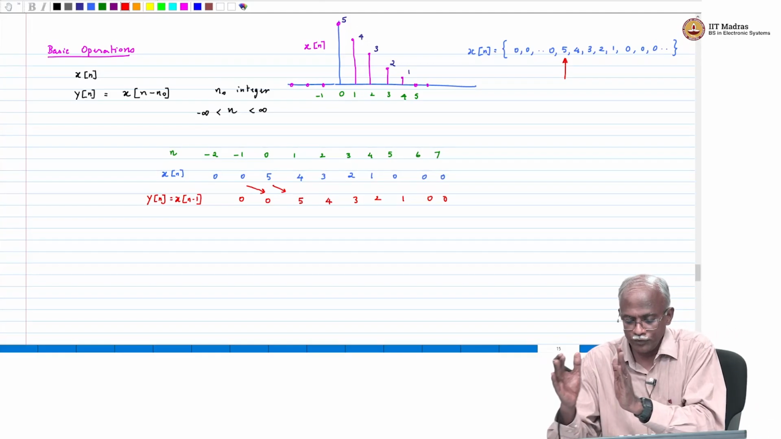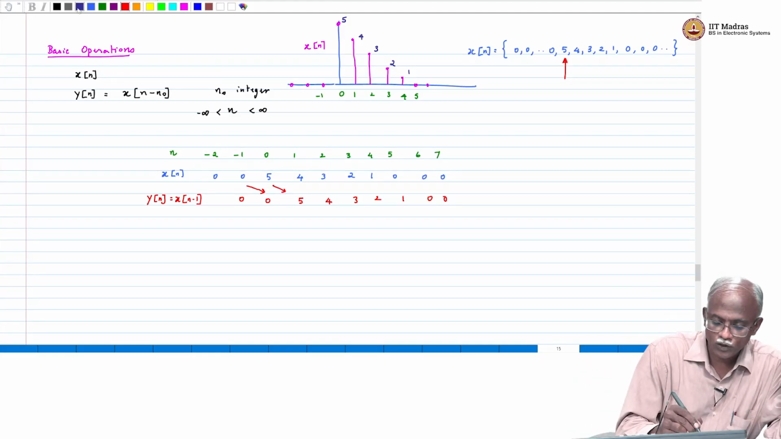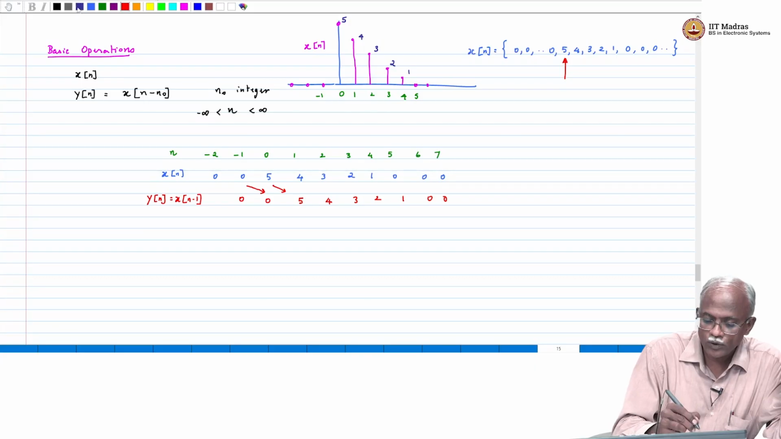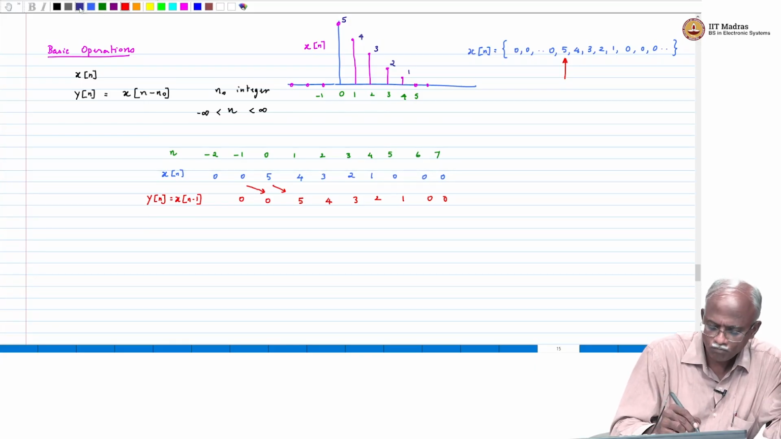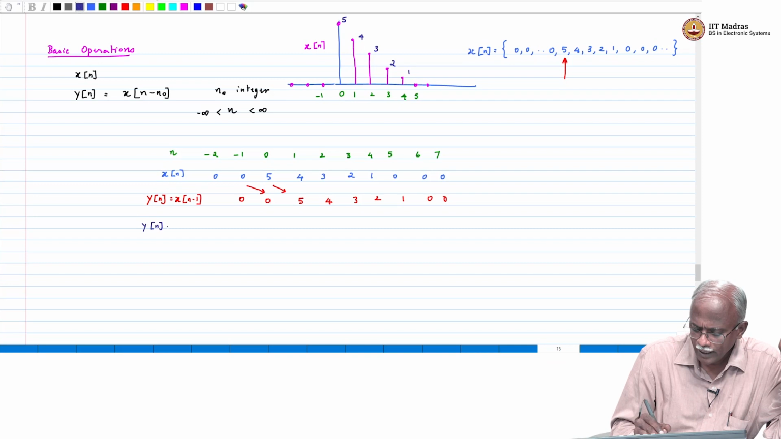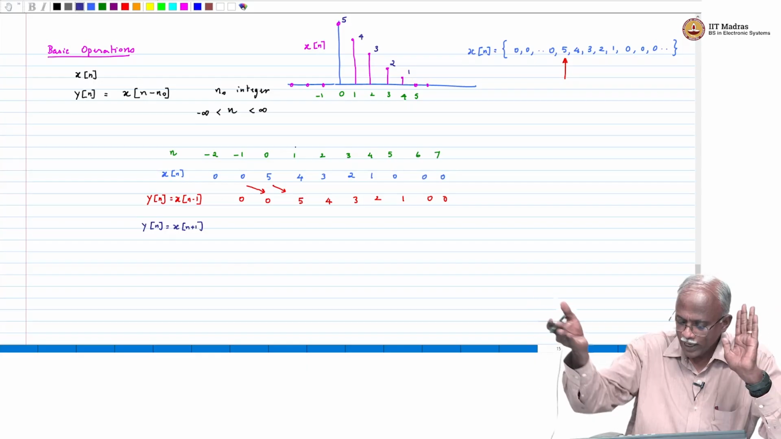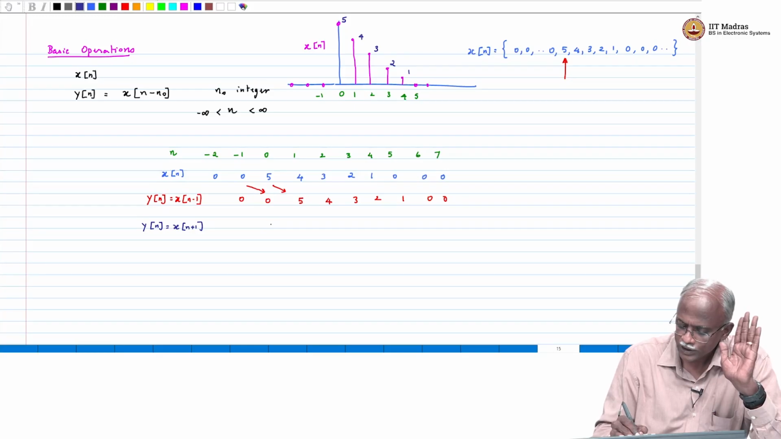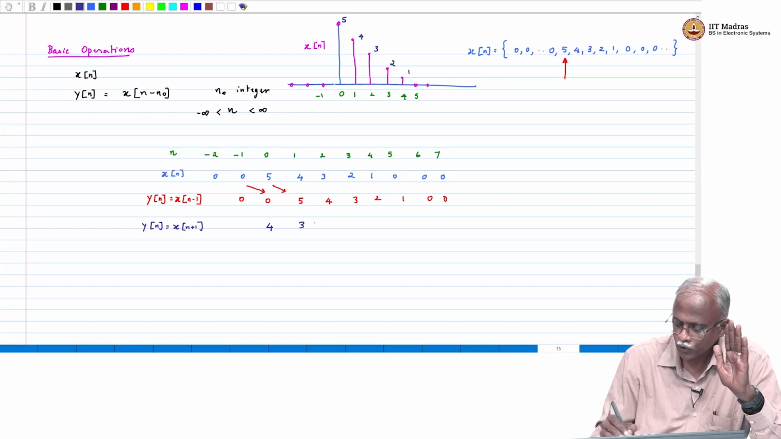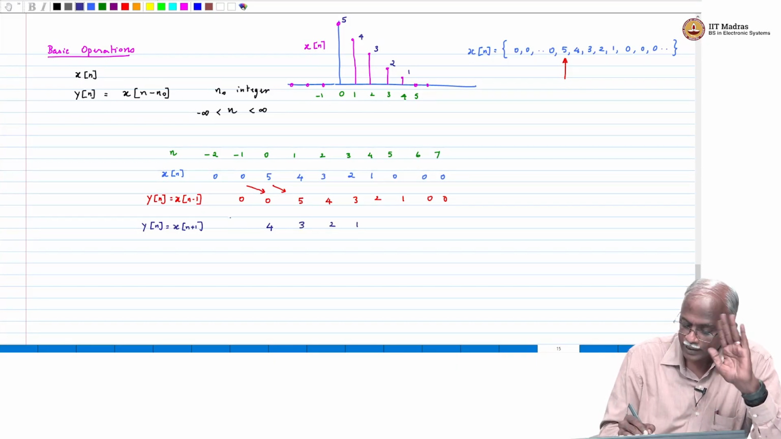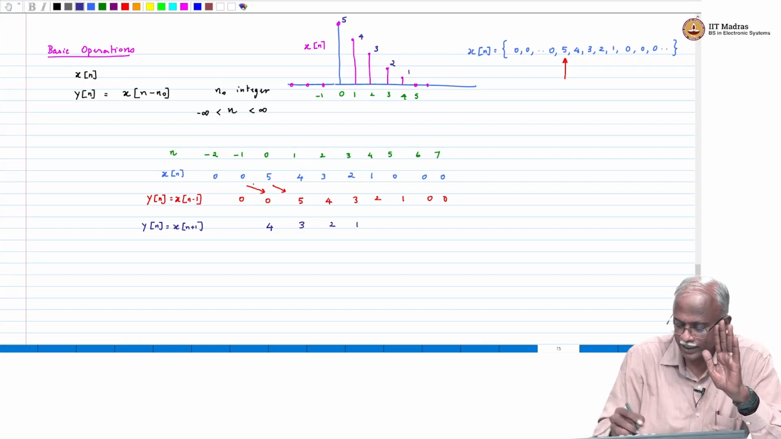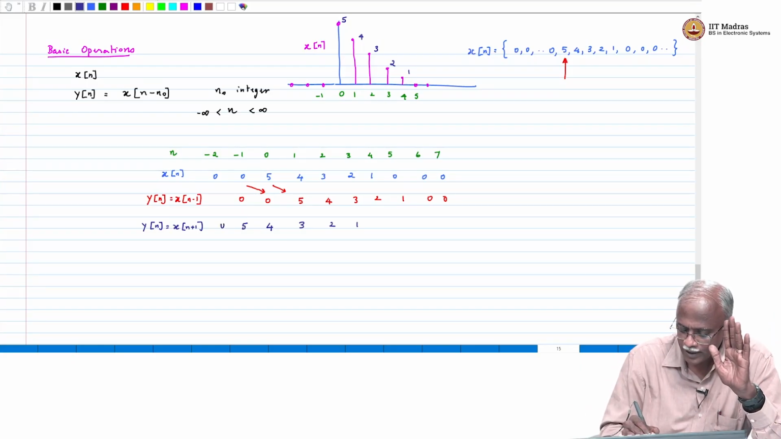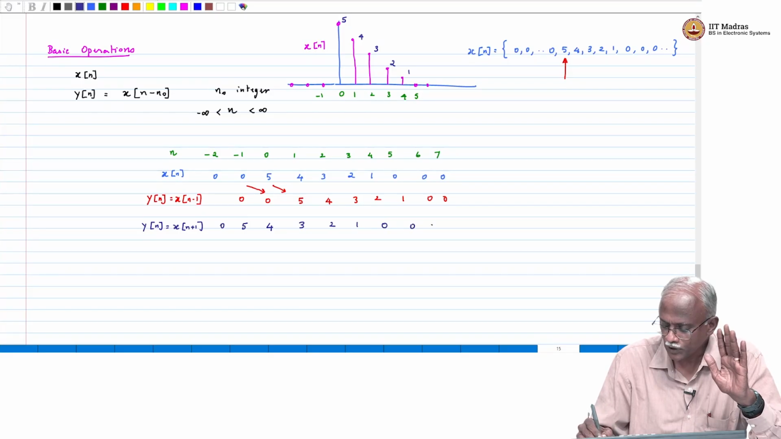Now, you could also shift it in the other direction. So we can write down the sequence y of n equal to x of n plus 1. In this case, y of 0 will be equal to x of 1, which is the value equal to 4. y of 1 will be equal to x of 2, which is 3, then 2, 1. What happened to the 5? That goes to minus 1. y of minus 1 is equal to x of 0. So this becomes 5, and then there is 0, 0, 0.